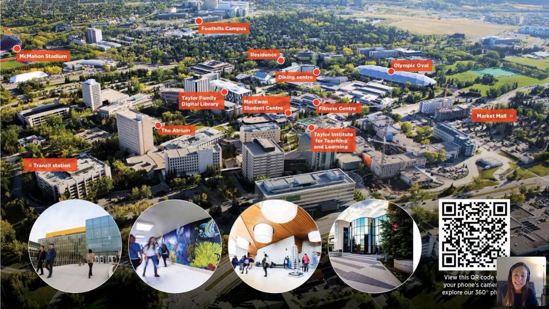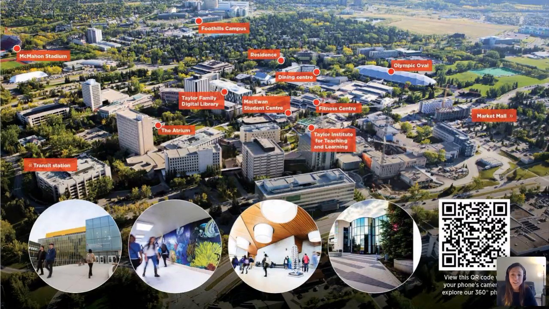Some of the incredible amenities that I want to draw your attention to include the Taylor Family Digital Library. Taylor Family Digital Library, otherwise known as TFDL, is our main campus library. It's also the most technologically advanced library in all of North America. So you'll find nearly 8 million resources within this building, as well as some incredible study and collaboration spaces. And this is just one example of the amazing amenities that you get access to.